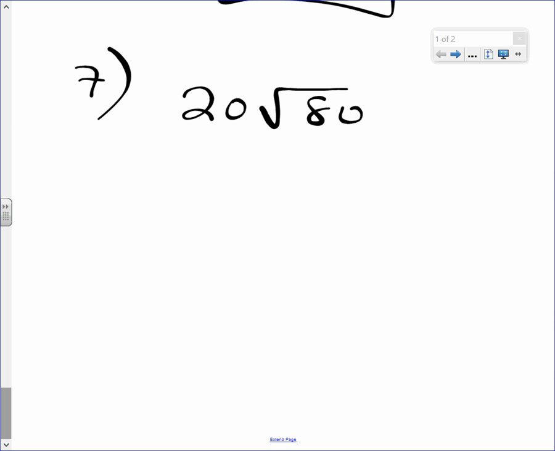What's a perfect square factor of 80? Rad 20 times rad 4. Let me put the 20 out here. Notice how one of these is a perfect square, namely that one. That's a perfect square. I'll put PS.